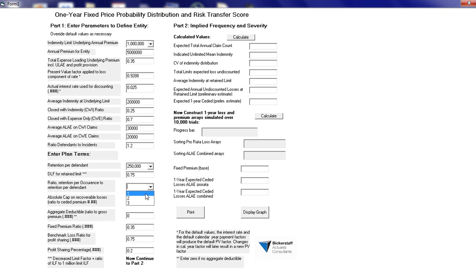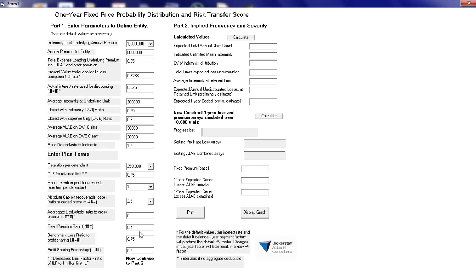All of these parameters are exactly what we used for the swing plan until we get down, of course, to these last 3 items, which now define a fixed premium plan. So there are 3 items here. The fixed premium ratio, actually, I'm going to override that to 40%, which means that the fixed premium base is going to be 40% of this gross premium at $1 million limit, $5 million, just as we did for the swing plan.